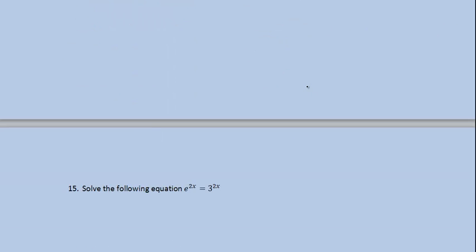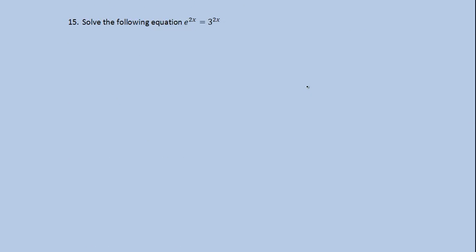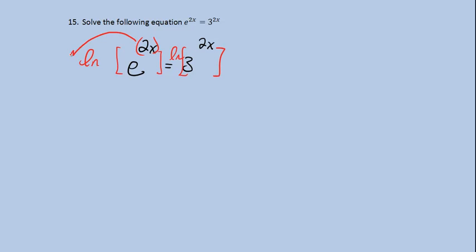So now on to our next question. We're going to solve the following equation. Notice here we have more variables in our exponents. So I'm going to write this out so we can all see this: e to the 2x is equal to 3 to the 2x power. So again, whenever we have variables in our exponents, I know I want to take the natural log of both sides. By doing so, I can bring my exponents out to the front, just like such.